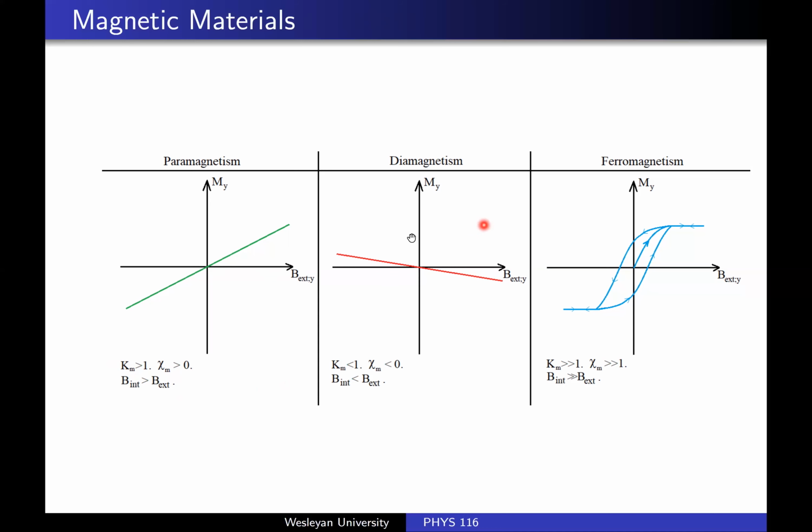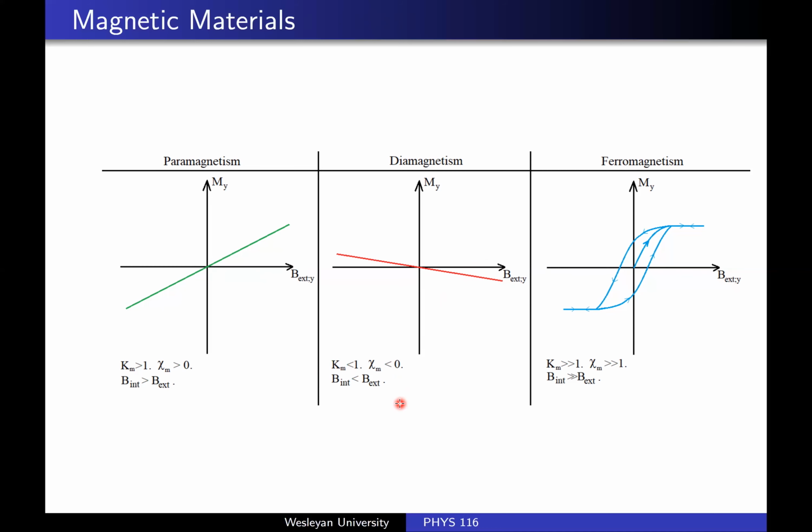In diamagnetic materials, however, since the induced dipoles are anti-aligned with the external field, as you increase B external, if B external is in the positive y direction, the magnetization is now in the negative y direction. It's still a linear response, but now with a negative slope. So Km is less than 1 and chi m is less than 0. And the B internal is less than the B external.